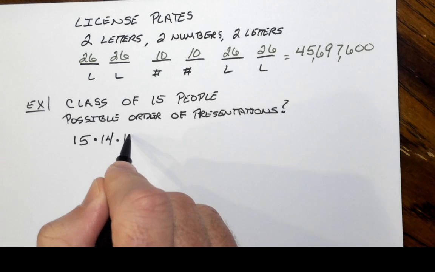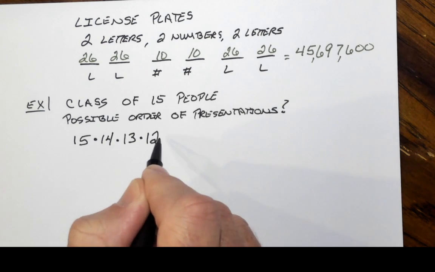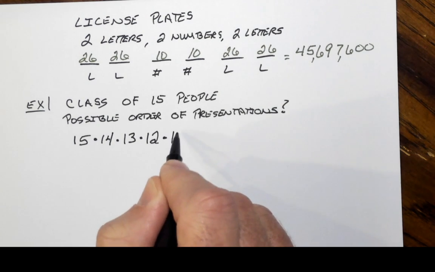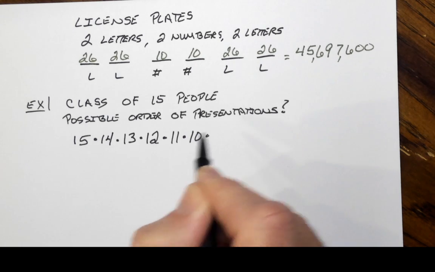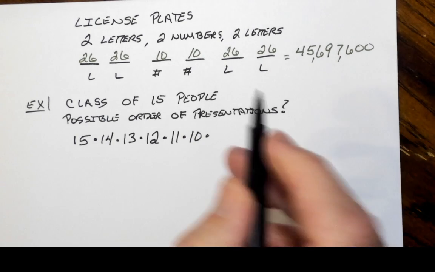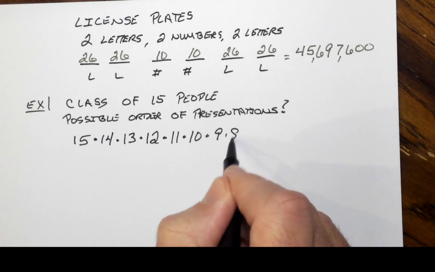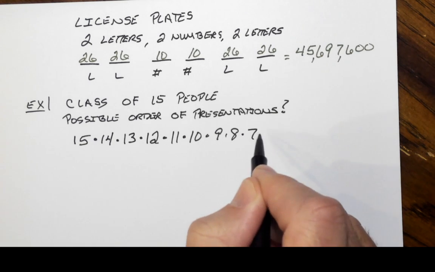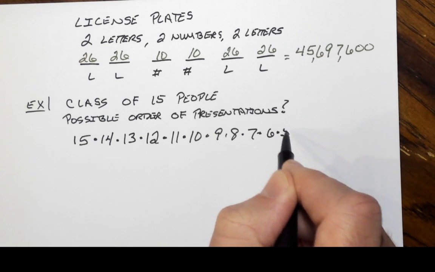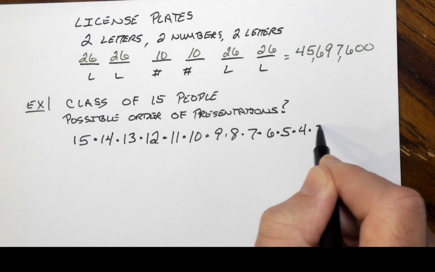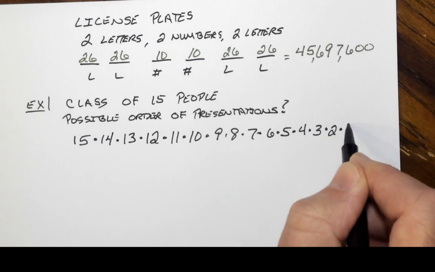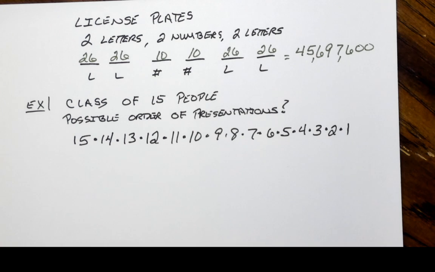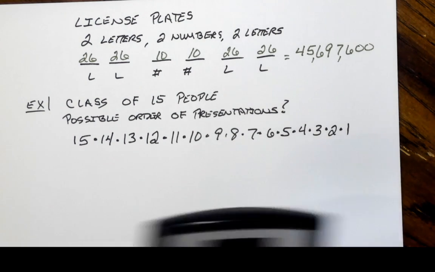Then 13, 12, 11. You can see the pattern that's going on. Who's left to go? And there's only 9 people left to go. 8. Now, as you can see, this isn't going to be the most efficient thing to do all the time as we do all this. Calculators are beneficial.